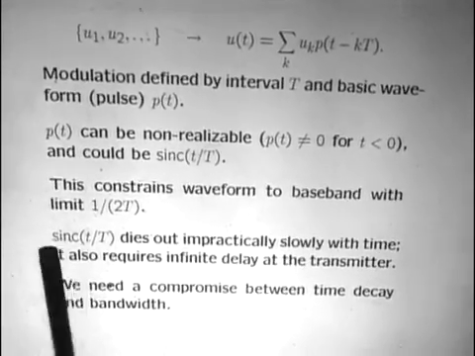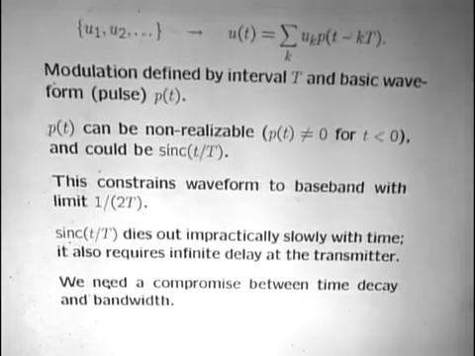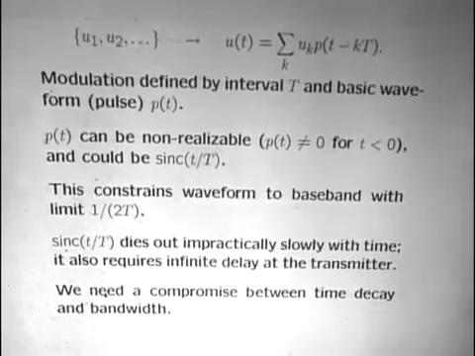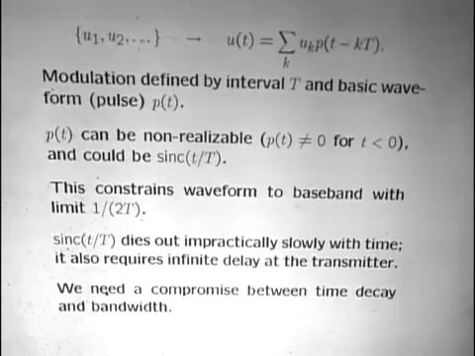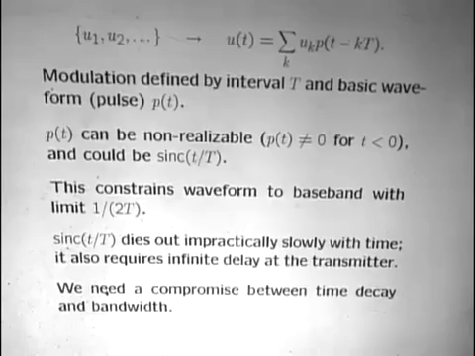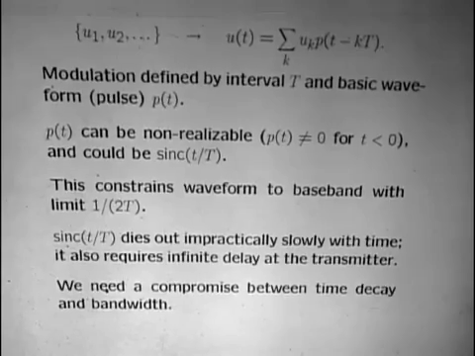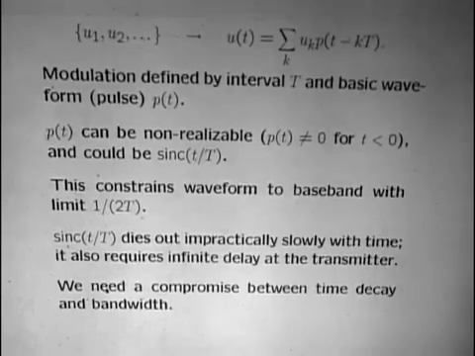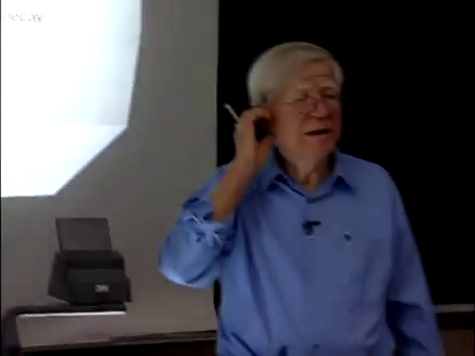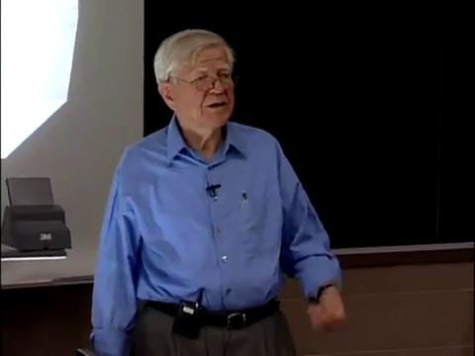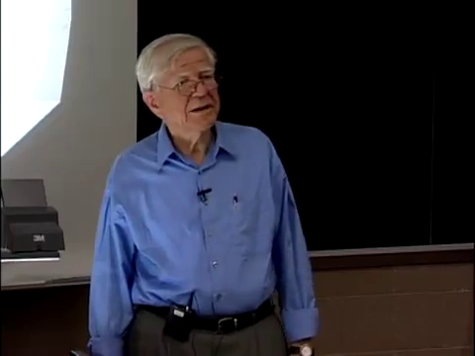Okay, as we said before, sinc t over T dies out impractically slowly, and it requires infinite delay at the transmitter. You can't even send these signals with a sinc t over T signal, because to send them, you have to start out at the beginning of this little bit of wiggling. Now you say, okay, I'm going to truncate that when it's very small, and I don't worry about that.